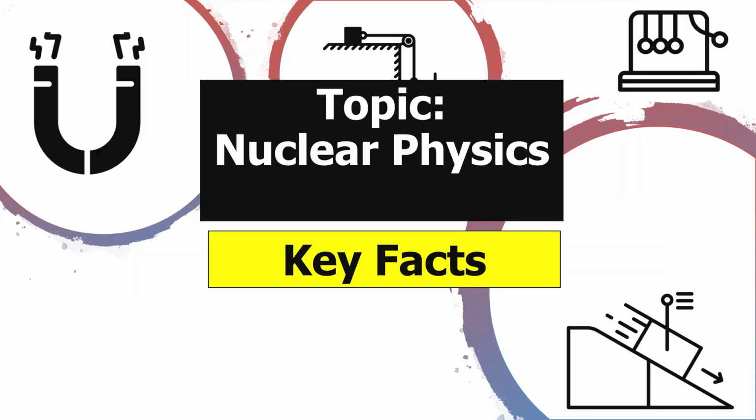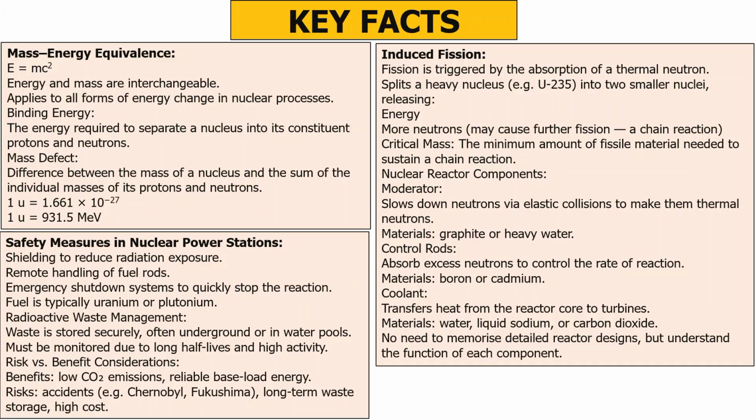So what are the key facts to do with nuclear physics? Well, the first one is mass energy equivalence. E equals mc squared, so energy and mass are interchangeable, and this applies to all forms of energy change in nuclear processes. Binding energy is the energy required to separate a nucleus into its constituent protons and neutrons. The mass defect is the difference between the mass of the nucleus and the sum of the individual masses of the protons and neutrons. 1 u is 1.661 times 10 to the minus 27 kilograms, or 931.5 MeV.